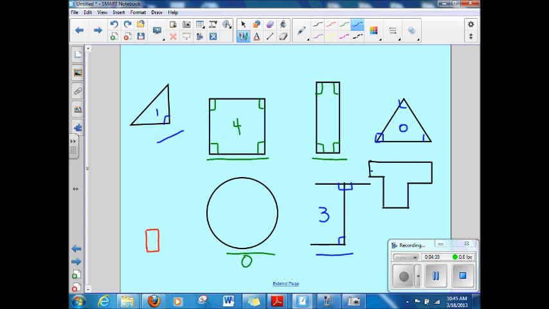This figure here has a right angle here, and one here. There's a third one, and a fourth one, and a fifth one, and a sixth one. This figure has six right angles. And let's see, we forgot to label that the rectangle has four right angles.